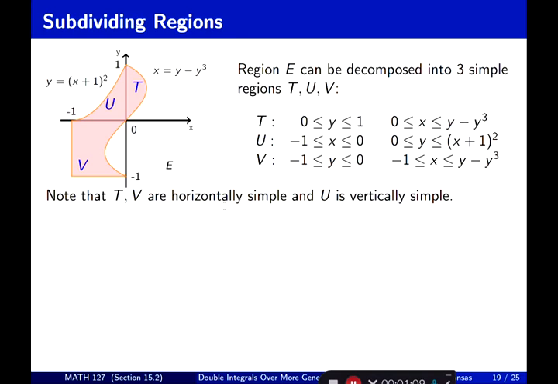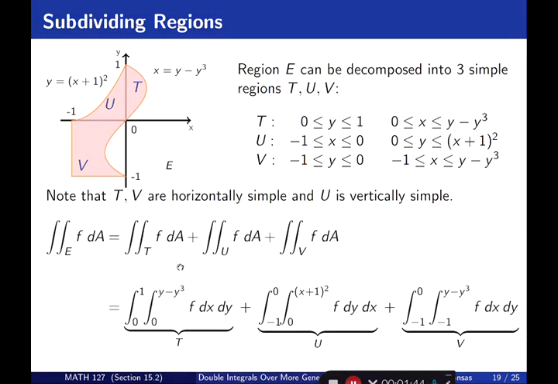And V also is horizontally simple. x goes between -1 and y minus y to the third, and y goes from -1 to 0. It's easier for just looking at it, you may want to set U in the middle up as a vertically simple region: y between 0 and (x plus 1) to power 2, and x between -1 and 0. So you set this up and the integral over region E is going to be three integrals, over region T, U, and V.